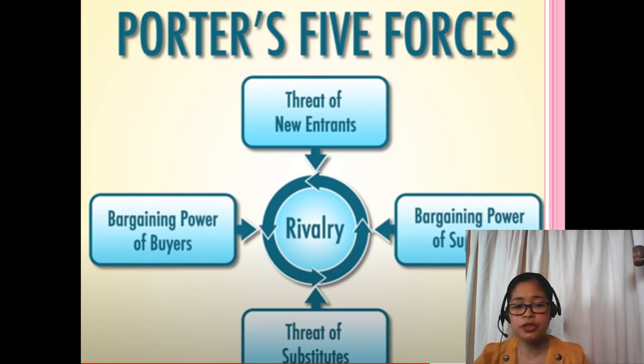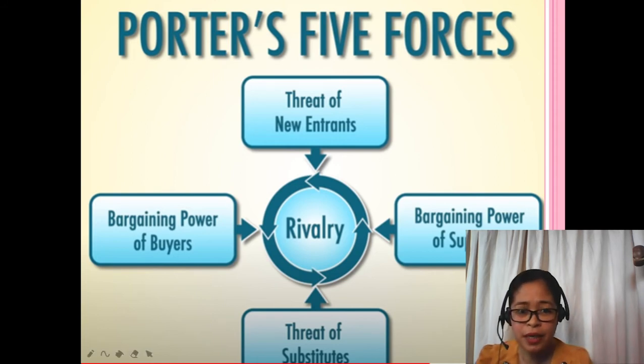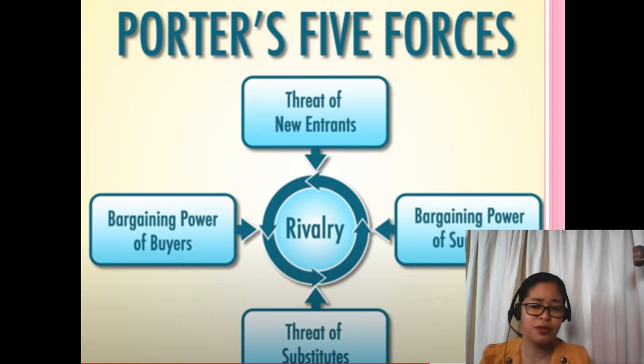All right, so now in the micro environment, for our rivalry, for our customers, and for our suppliers, we are going to use the Porter's five forces. So we have here the rivalry, the threat of new entrants, the bargaining power of suppliers, the threat of substitute, and also the bargaining power of buyers.